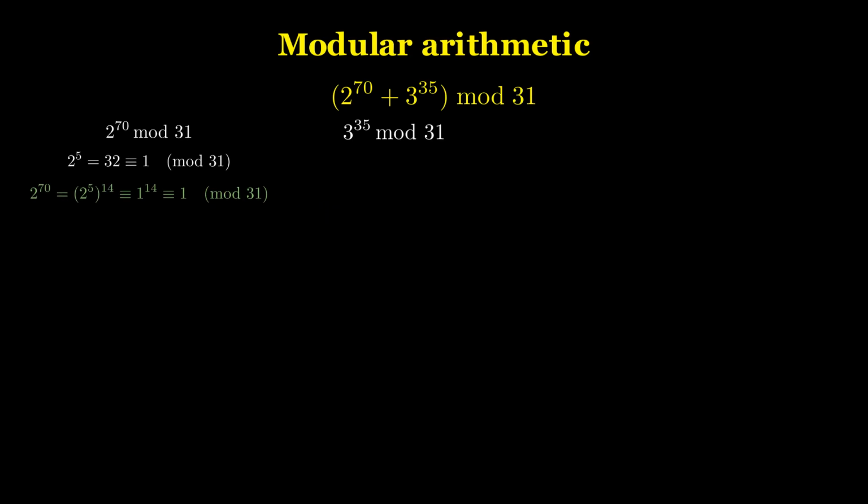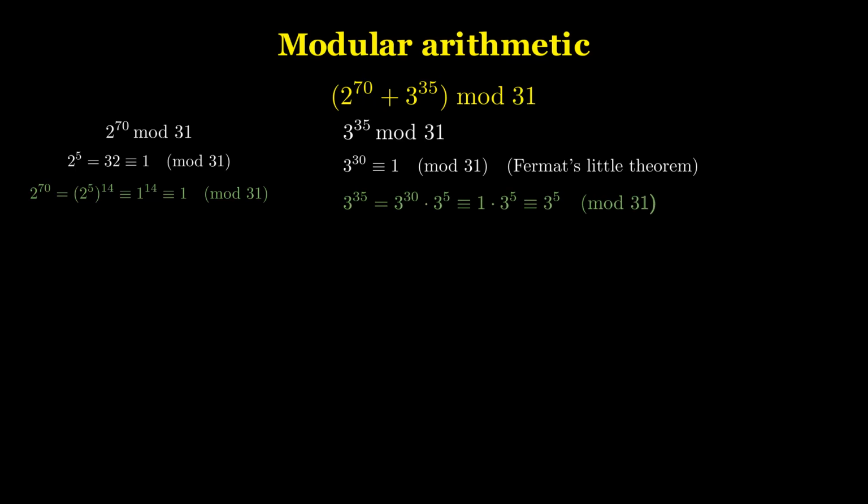Next, simplify 3 to the power 35 modulo 31. Here we use Fermat's little theorem because 31 is prime. Fermat's little theorem says that for any number not divisible by 31, raising it to the 30th power gives 1 modulo 31. So 3 to the 30th is congruent to 1.